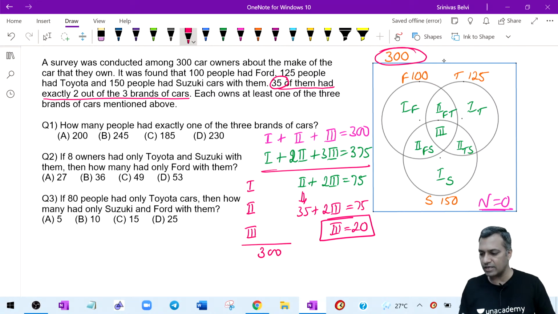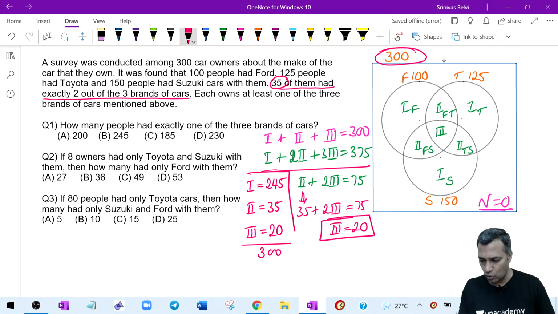Together 300, out of which people who own all 3 cars is 20. People who own exactly 2 cars is already given to me, which is 35. Therefore, how many of them own exactly 1 car? I can write this as 245.